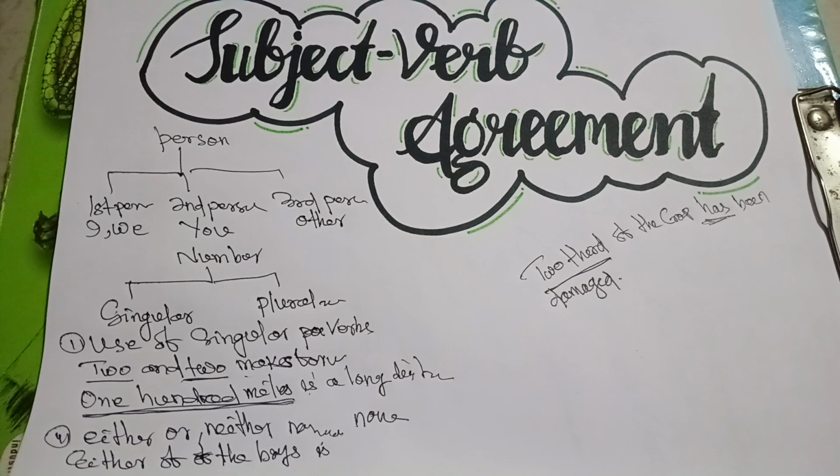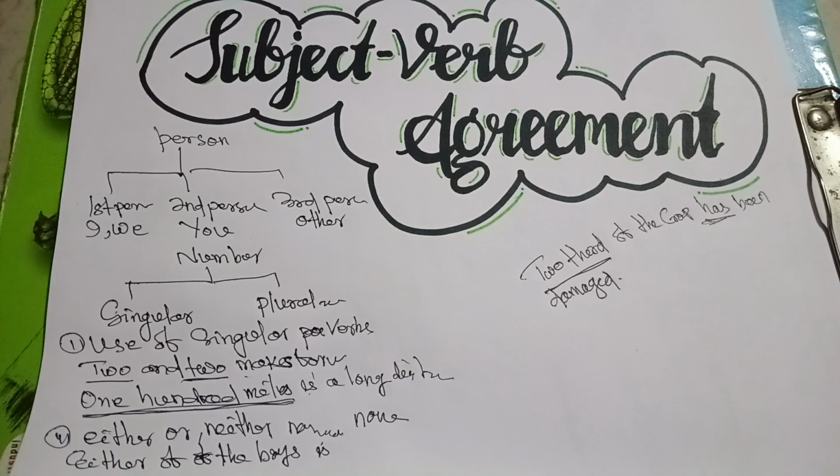Then the eighth: if the subject is a clause, the verb is singular. Here, in the example, what they do these days does not concern me. The clause is 'what they do these days'. So the singular verb does is used in that case.